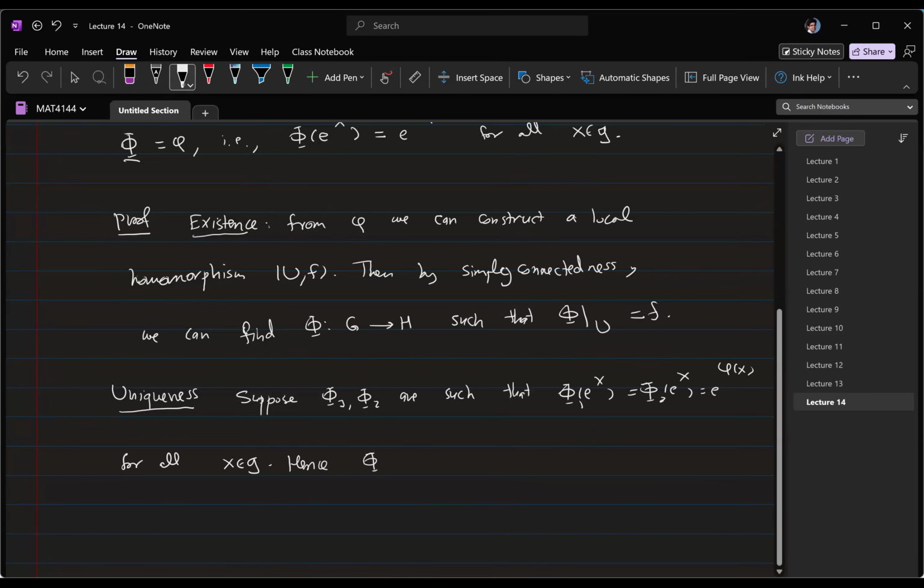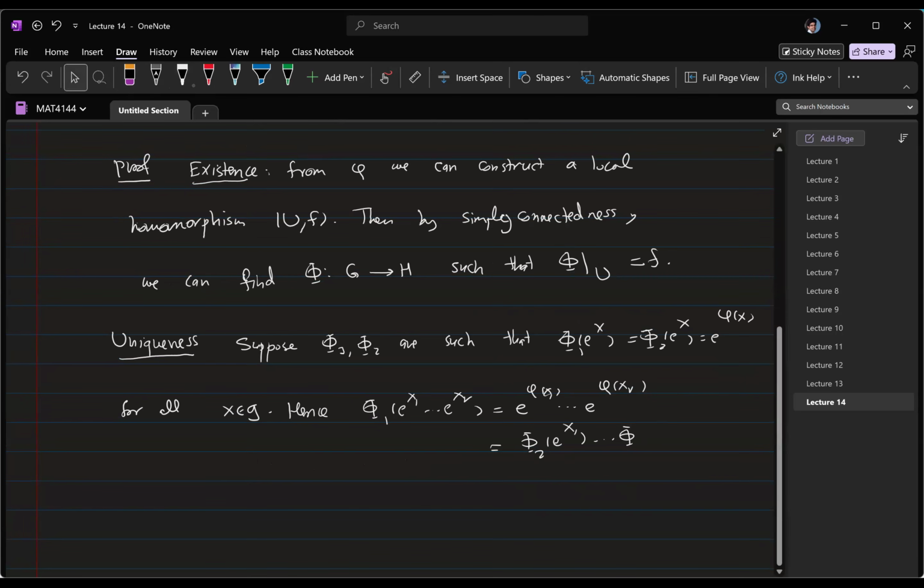So we know that phi 1 of e to the x1 through e to the xr equals phi 2 of the same. Both phi 1 and phi 2 are group homomorphisms now, so this is e to the phi 1 x1 through e to the phi 1 xr. By the second relation, this is phi 2 of e to the x1 through phi 2 of e to the xr, which is phi 2 of e to the x1 through e to the xr.